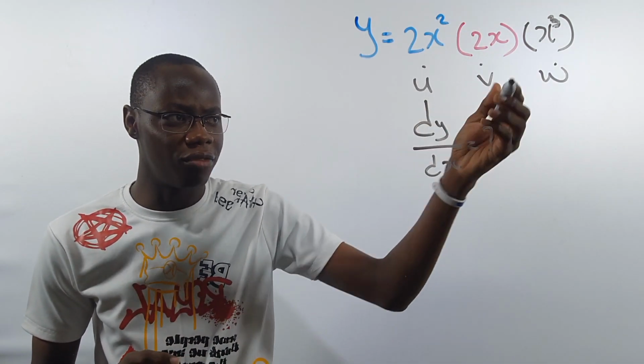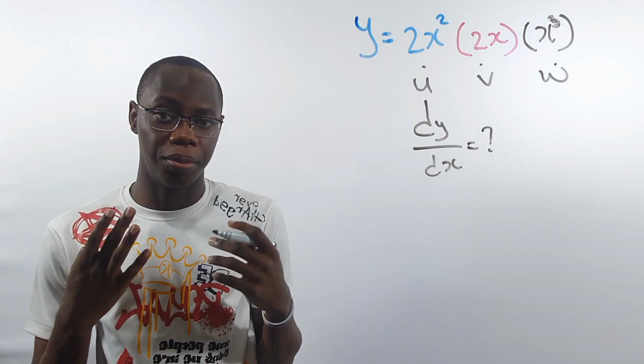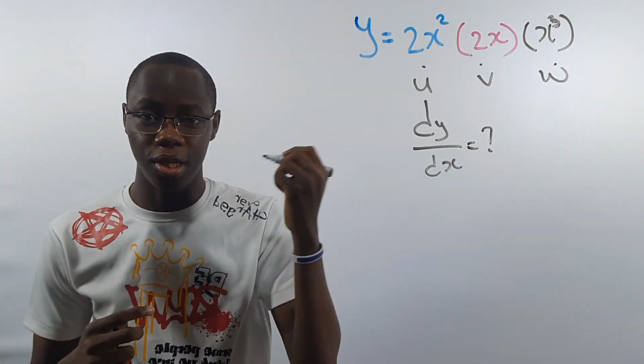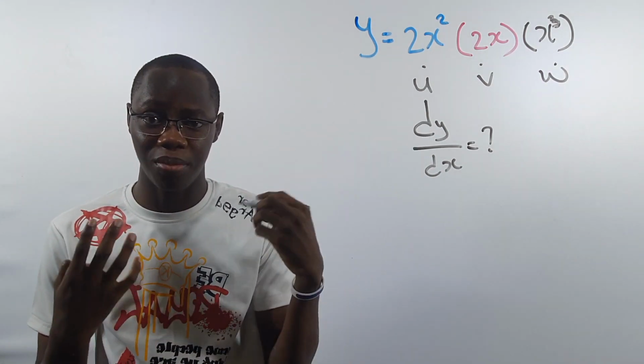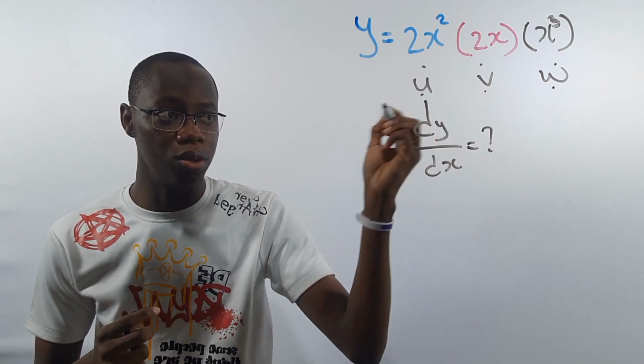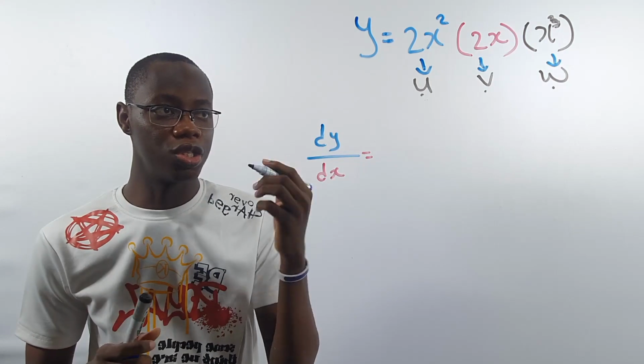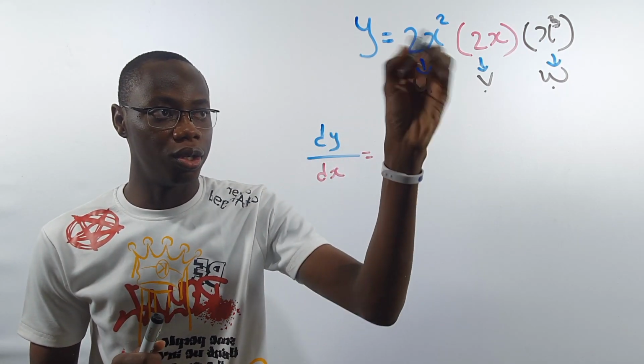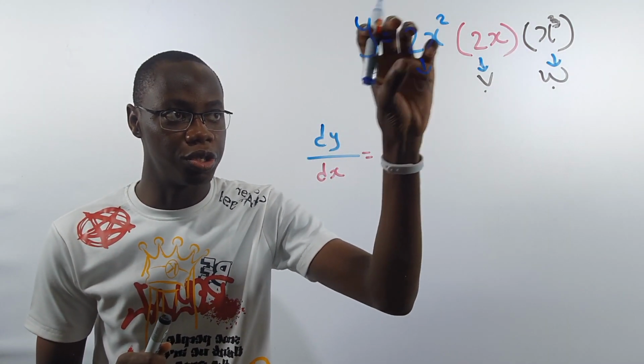Now I have w. You can have as many as possible, but in your exam they will usually just leave you with u and v. But if they bring the w, let me show you how to solve it. So what you do is very, very easy. All you need to do is differentiate this one.